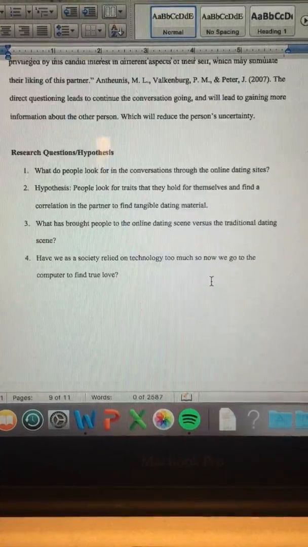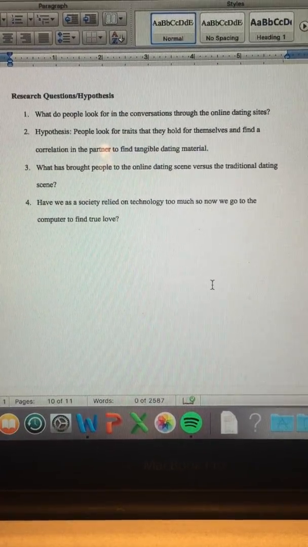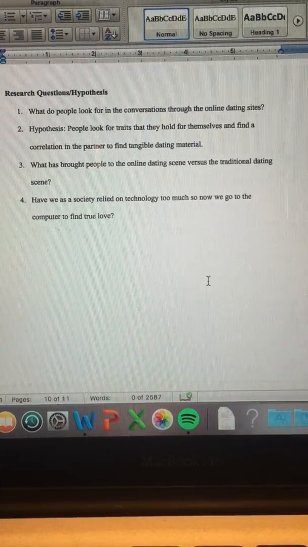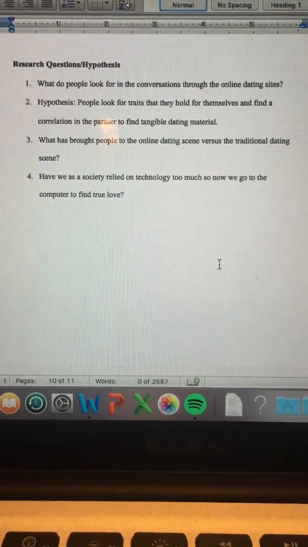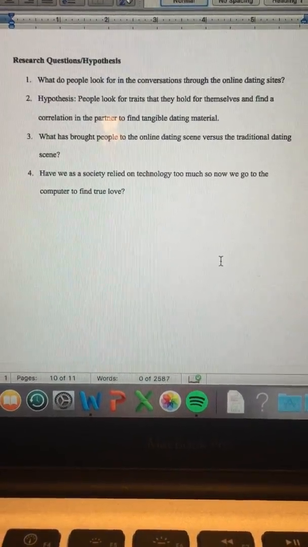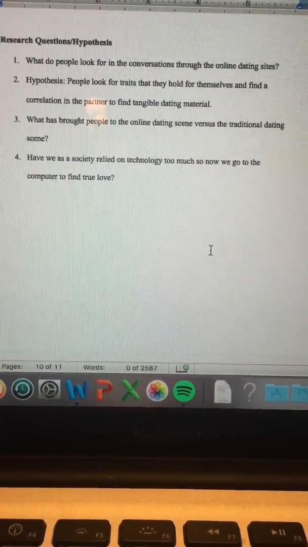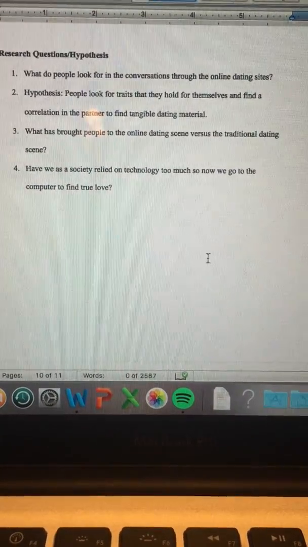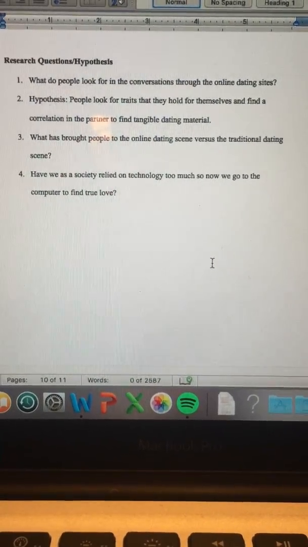Then some of the research questions that I wanted, if I were to go further in this, I would be asking, what do people look for in conversations through online dating sites? So that revolves around the dating app, like Tinder is mainly known for pickup lines versus something like Match.com, something a bit more warm, a bit more personal. And I created a hypothesis to where people look for traits that they hold themselves and find a correlation in the partner and find tangible dating material.